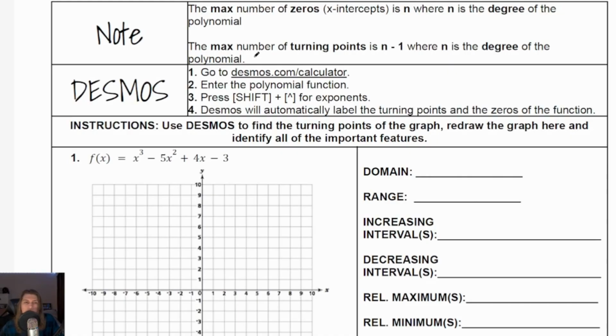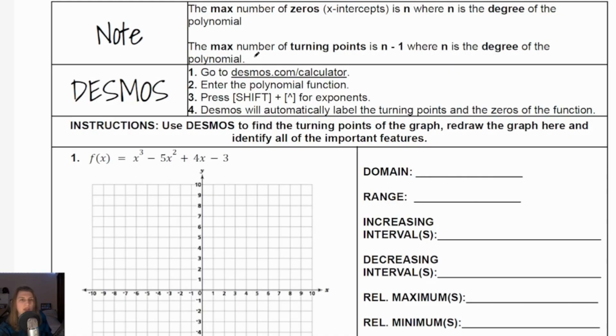The max number of turning points, however, is n minus 1, where n is the degree of the polynomial. So again, looking at our example of n equals 3, we could have a max of 2 turning points. This doesn't guarantee that we'll have 2. We could have 1. We could also have 0. But for this case, we can have a max of 2.